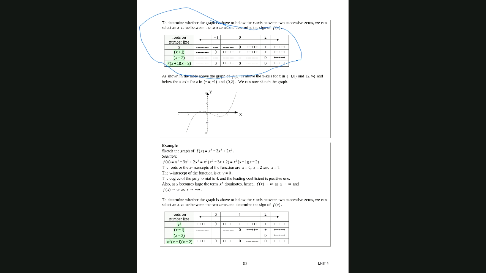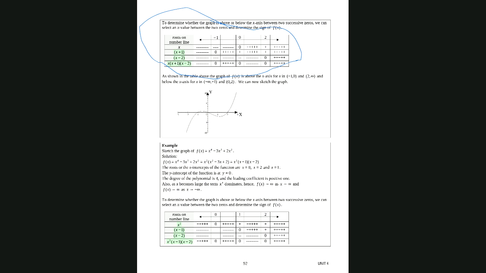Because here, you can pick any number between negative infinity and negative 1, like negative 2. If I put negative 2 in each factor, it will be negative, negative, negative. Negative times negative is positive, times negative, I get negative. Then at minus 1, if I put minus 1 in place of x, it will be negative, 0, negative. Negative times 0 times negative will be 0.